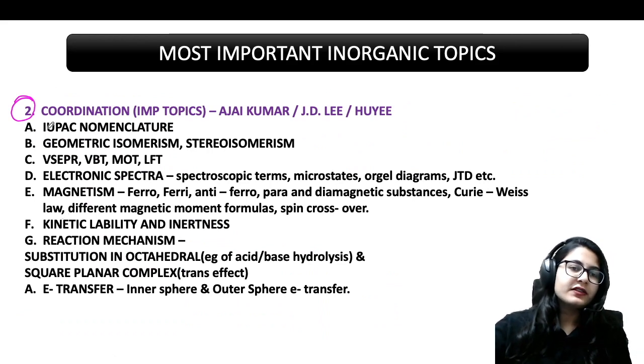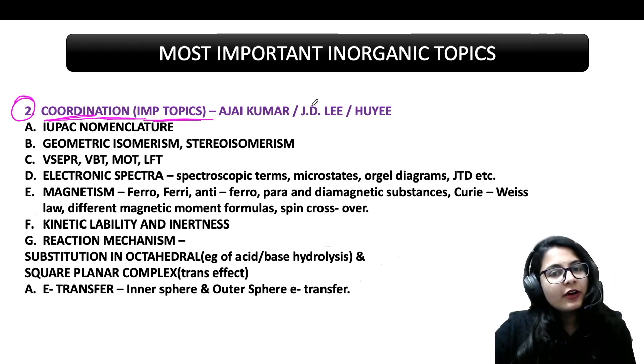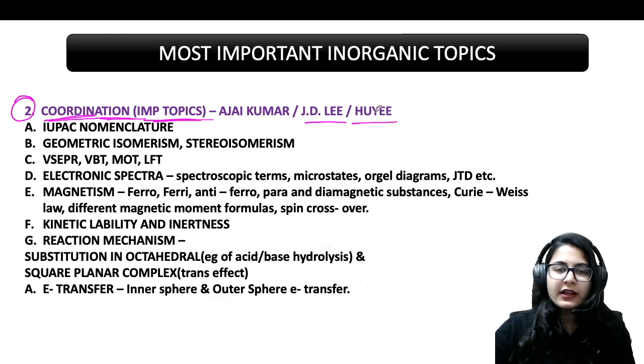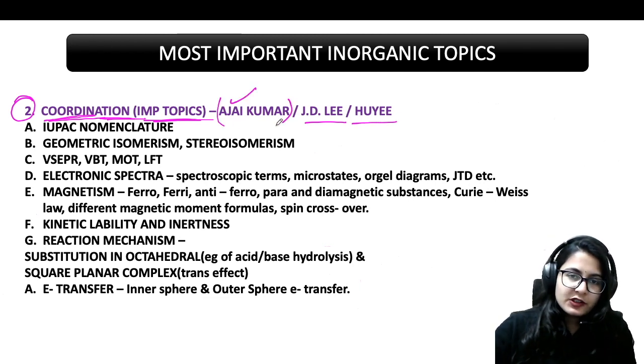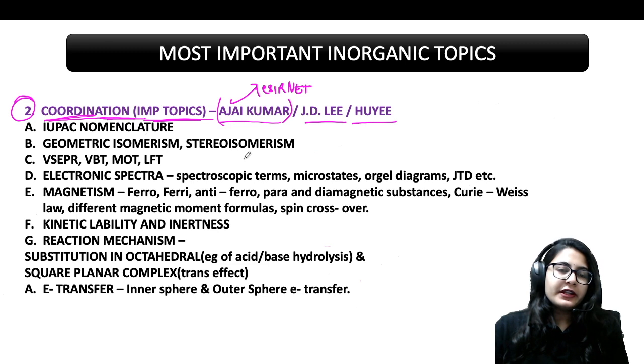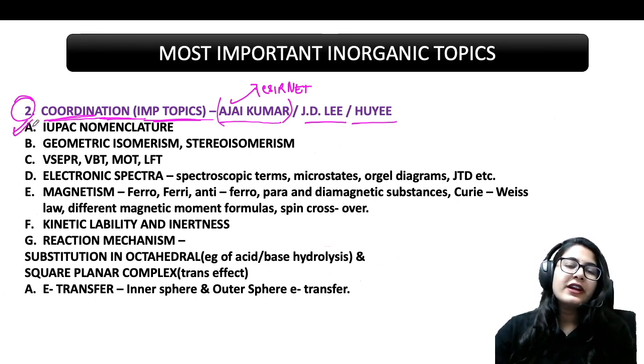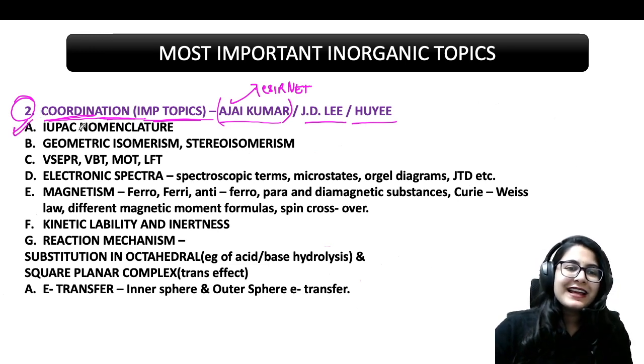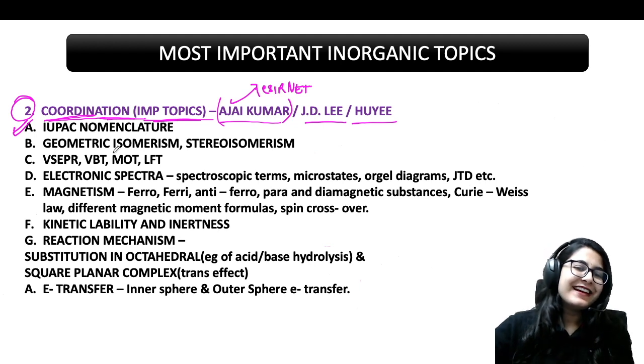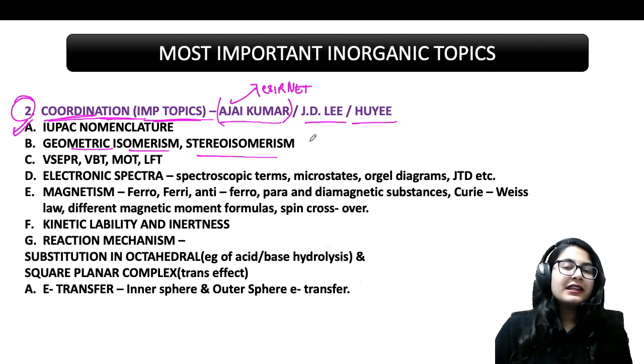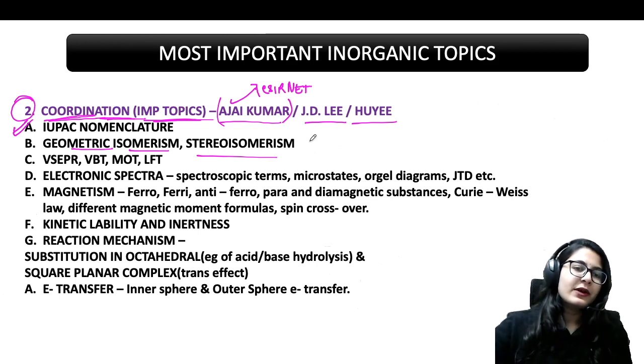Next is coordination. So coordination में important topics हैं, all of these. Where are you going to study from? You can study from J.D. Lee or Huheey or Ajay Kumar. I prefer this book because it is very direct for your CSIR NET preparation. Okay, very to the point. So, first thing, don't forget the IUPAC nomenclature of complexes. You might get stuck over here. Okay. Geometric isomerism, stereoisomerism, that is how many isomers are possible, all those types of questions, right?